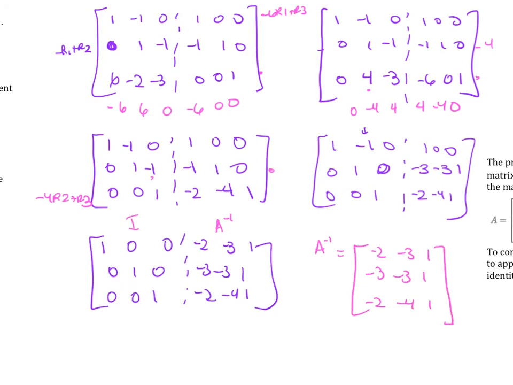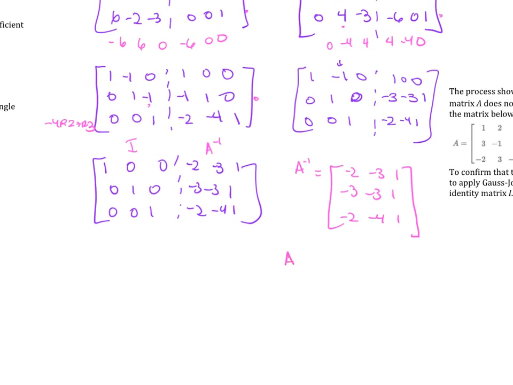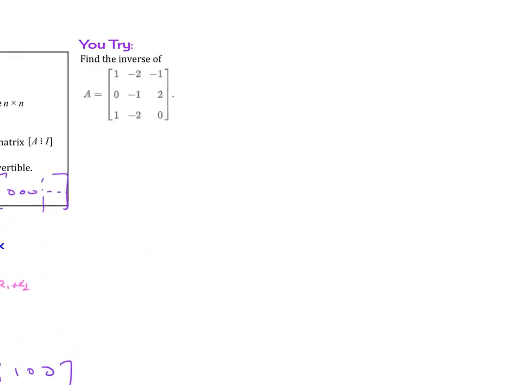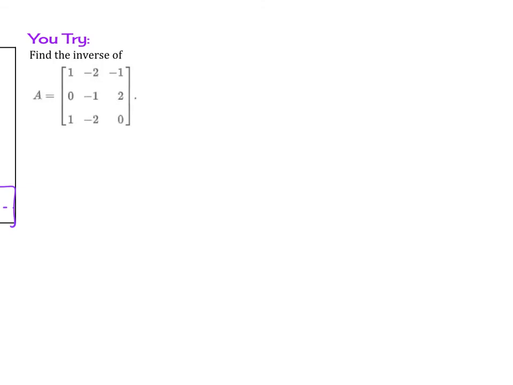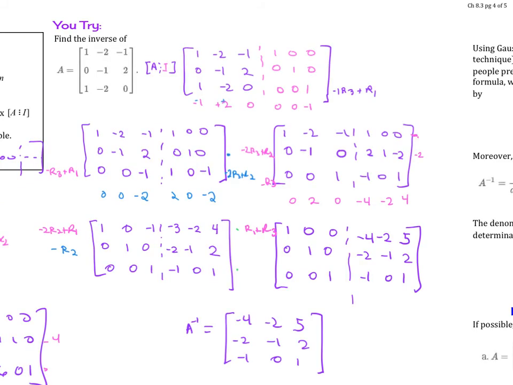And then again, you could always double check by multiplying A times the inverse of A, and that should get the identity, and then the inverse of A times A, and you should get the identity as well. So try this example here. Find the inverse of A. Okay, if you tried this out, you should have gotten your inverse as -4, -2, 5, -2, -1, and 2, and -1, 0, and 1. And again, you can always do a check. A times A inverse should equal the identity, and A inverse times A should equal the identity.